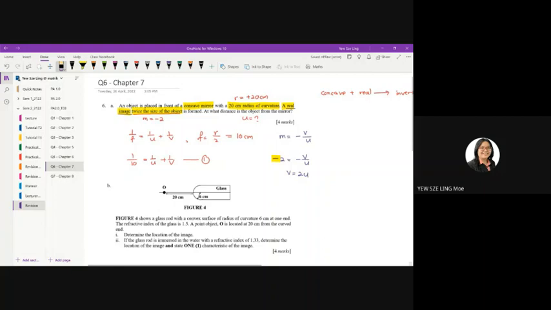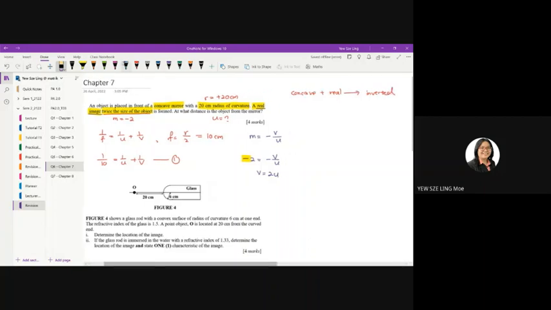So that's why it's very, very important to know this relationship. Concave plus real always give an inverted image. What does it mean by inverted? Inverted means you have negative M, okay? So now you have the second equation, okay? Equation 2: V equals 2U.